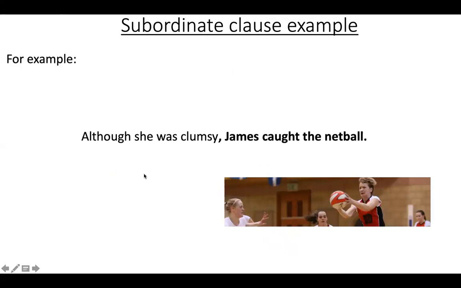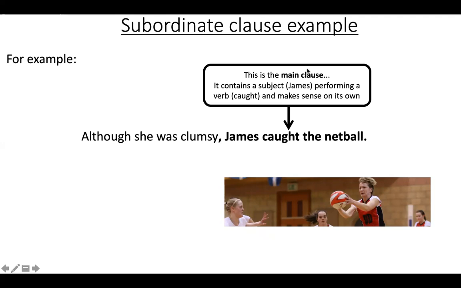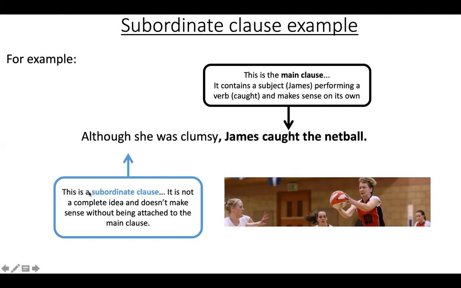Subordinate clause example. Although she was clumsy, James caught the netball. So this is an example of a subordinate clause. As you can see from the picture, they're playing netball. This is the main clause. It contains a subject, James, performing a verb, caught, and it makes sense on its own. And this part here of the sentence, this is a subordinate clause. It is not a complete idea and doesn't make sense without being attached to the main clause. So this here is the subordinate clause, and this here will be the main clause.